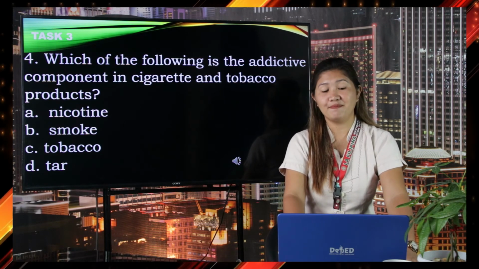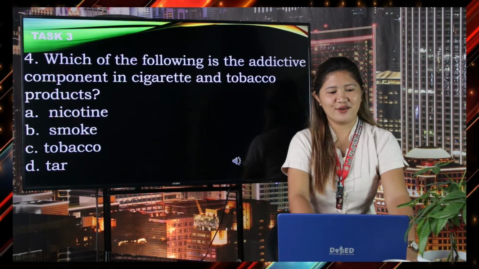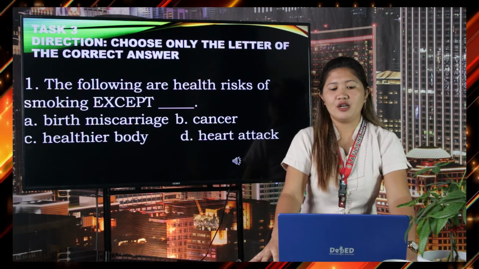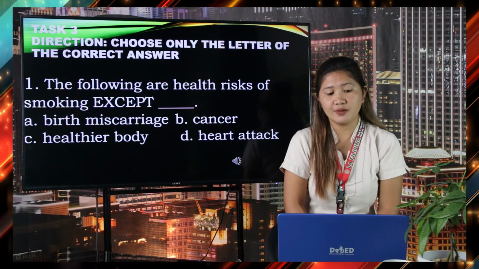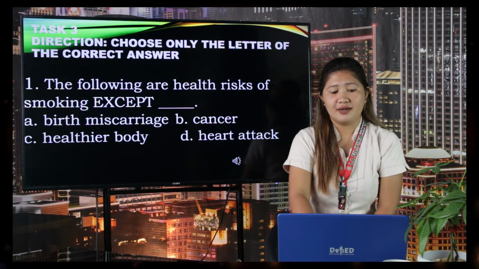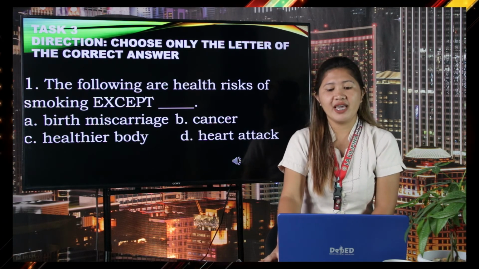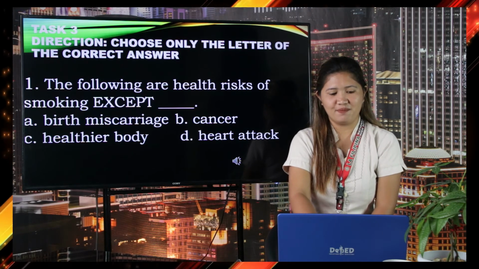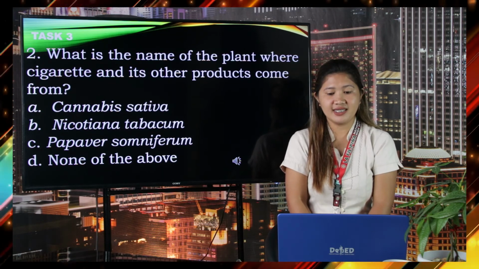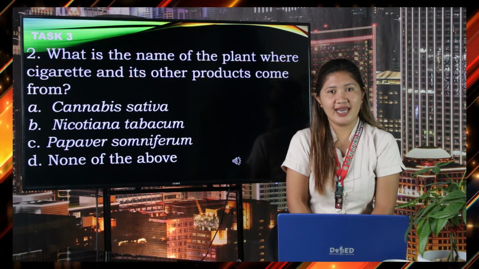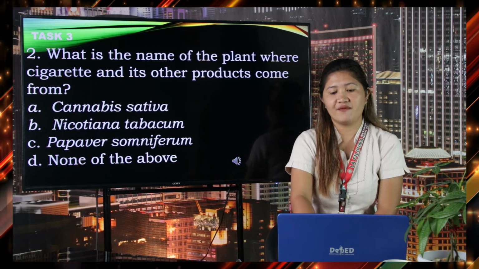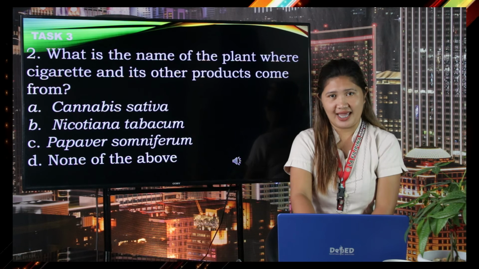Alright, time is up. Let's reveal the answer for number 1. What do you think is the answer? The following are the health risks of smoking except letter C. If you got it right, you did a fantastic job. Number 2. The answer for number 2 is letter B. Nicotiana tabacum. There are many species, but Nicotiana tabacum is preferred for producing in present days.